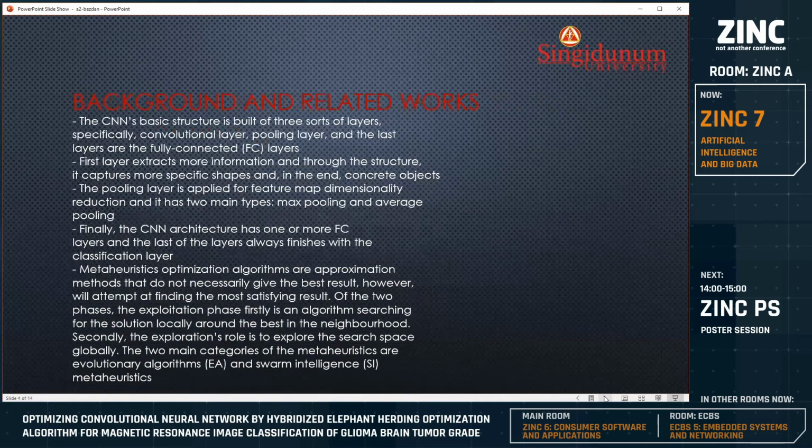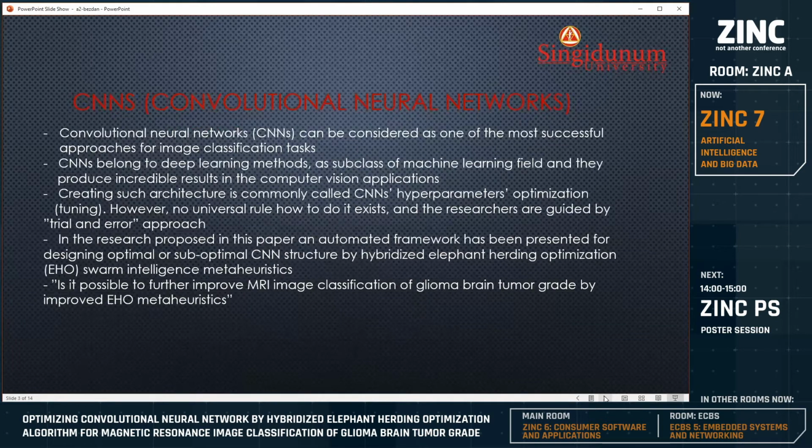Right here, we're basically going to be discussing the type of neural network presented in this research paper, that being a CNN, or convolutional neural network. CNNs can be considered one of the most successful approaches for image classification tasks, such as seen in this presentation. CNNs belong to deep learning, a subclass of the machine learning field, and they produce incredible results in computer vision applications.